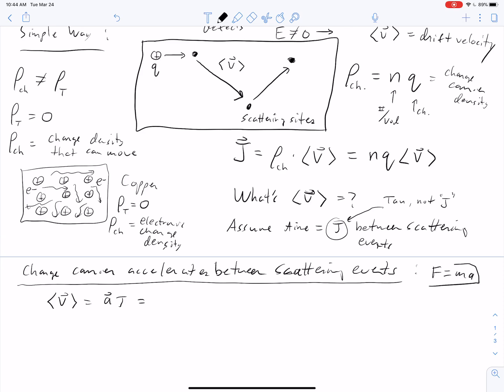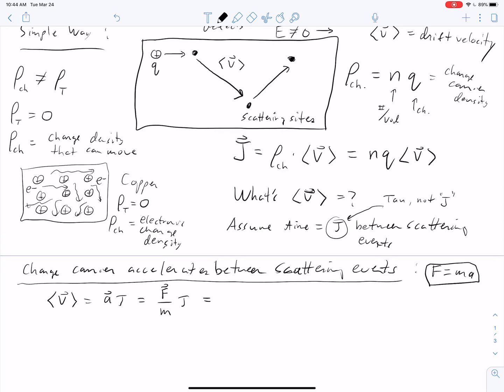The most important equation in physics, F equals ma. And so the acceleration is just going to be force over mass, and then times tau. So that's the velocity. And I'm sorry, this is not a j, that's a tau. But what's the force? Well, the force that the charge carrier feels is from the electric field. And so the force is the electric field times q. I divide by the mass, I multiply by tau, and that is my average velocity. So it's actually pretty simple.